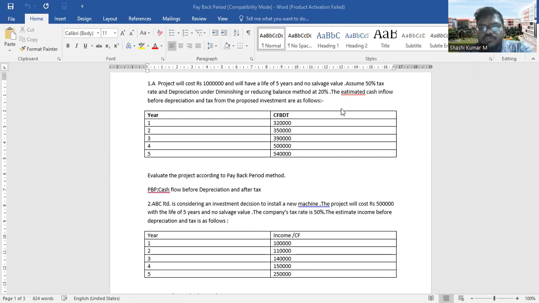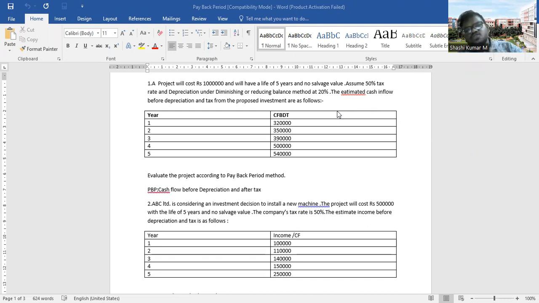The calculation of payback period can be done in two ways. When the cash flow is even, the formula will be the original investment divided by the annual cash inflow directly. But when the cash flow is uneven, then we have to use the cumulative method.